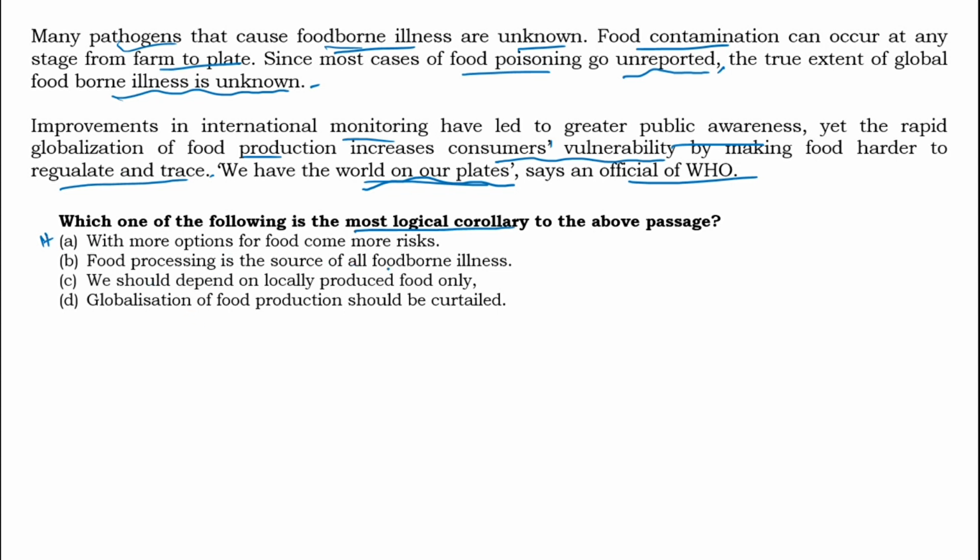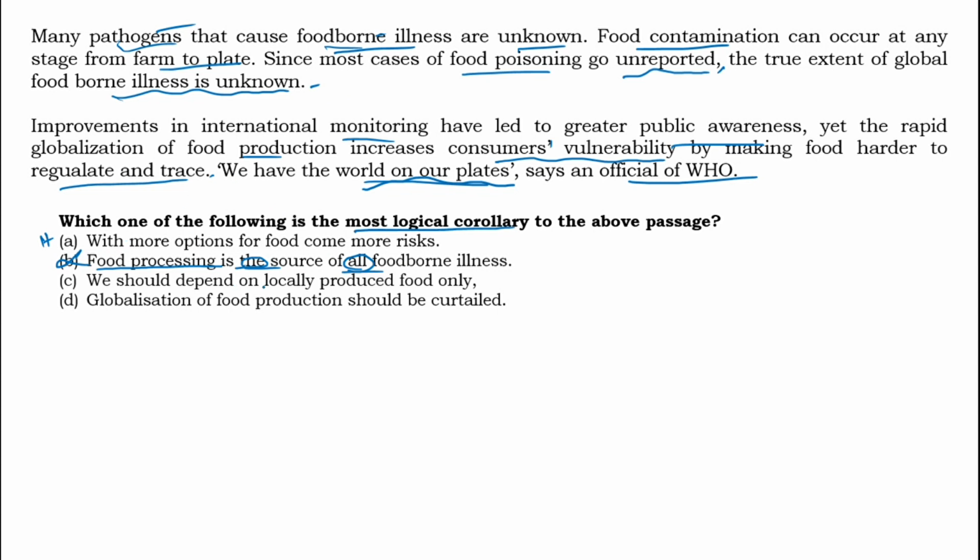Food processing is the source of all foodborne illness. We didn't find anything about food processing in the passage, and at the same time, we do not know that food processing is the source of all foodborne illness. The author has mentioned pathogens and food contamination for the foodborne illness. So we cannot say food processing is the source of all foodborne illness. Additionally, it is an extreme statement. So this statement is an incorrect one.